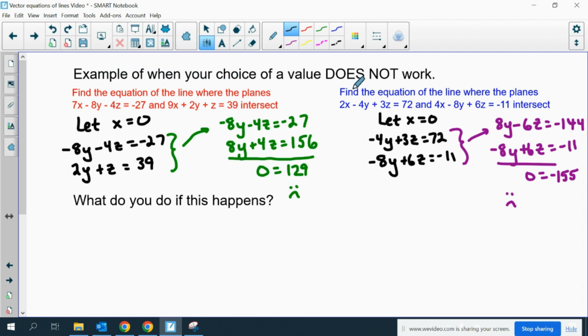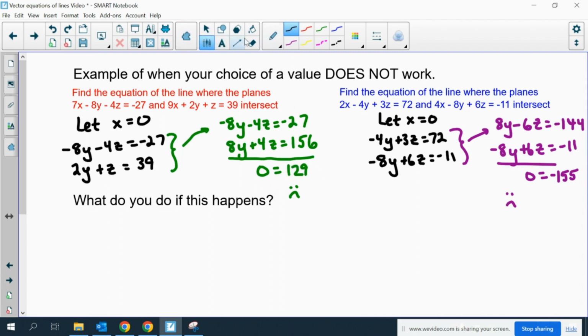An example of when your choice of a value, typically we choose 0, but let's say we plug x equals 0 into this red situation. So we plug in x equals 0, we solve the resulting system, and we get something that doesn't work. Likewise, in this blue situation, we let x equal 0, solve the resulting system, we get something where all the variables go away and it doesn't work. So if we think back to Algebra 1 and Algebra 2, when we solved systems of equations and we ended up with something that doesn't work, we had no solution, right?